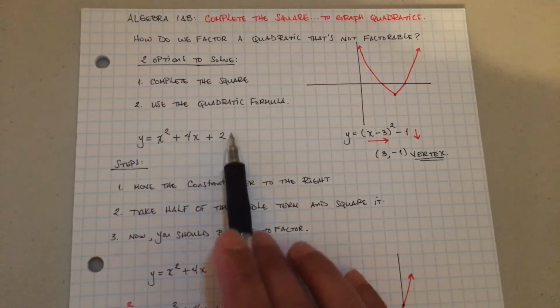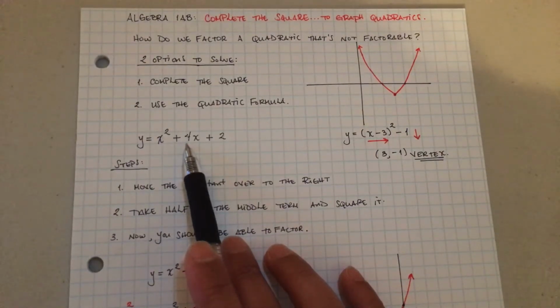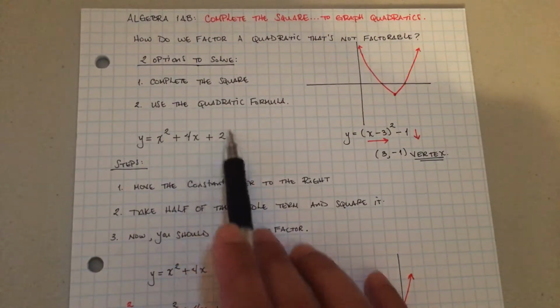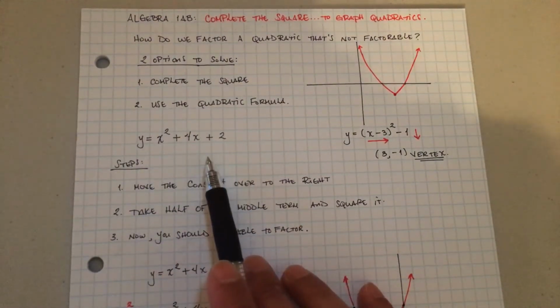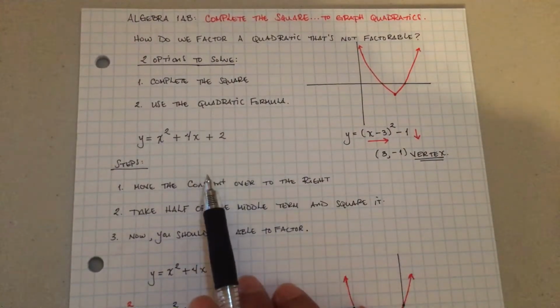There's never going to be factors of 2 that'll add up to 4. And so that gives us a problem. We have to develop a new technique in order to be able to factor this. And that's why we use it. Complete the square, that's why we use it. We use it to be able to factor, okay?